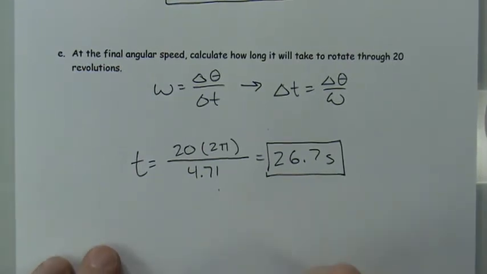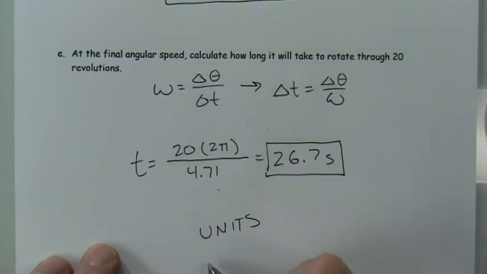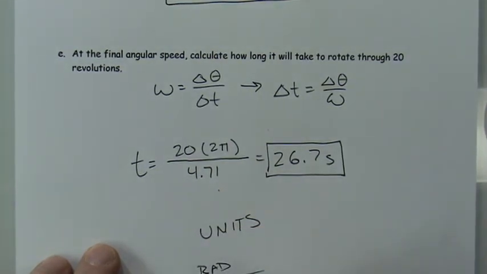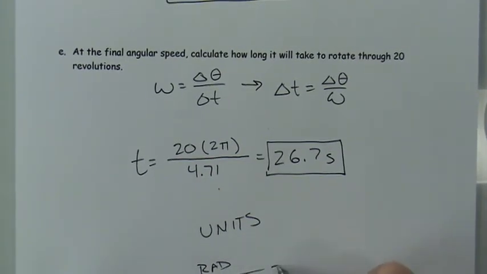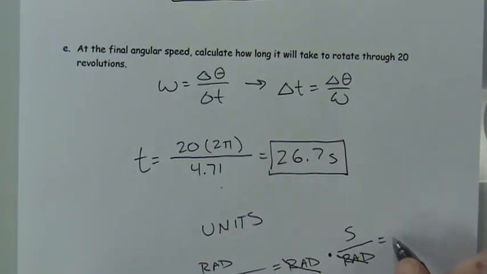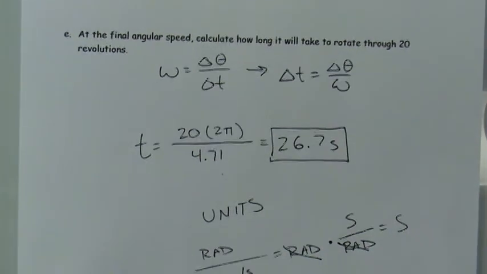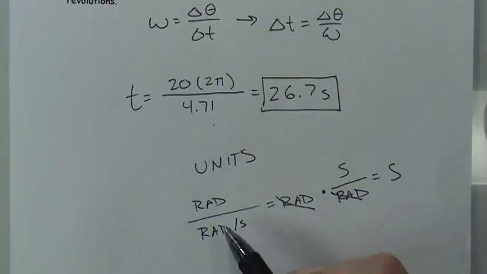20 full revolutions. Just to make sure it's clear to everybody, let's take a quick look at the radians. The number on the top was radians. The number on the bottom was radians per second. And the way that you make that calculation is you invert and multiply by the bottom one. So when I invert that, it's going to be seconds over radians, and that will give me a unit of seconds. And so the units do still work out correctly.